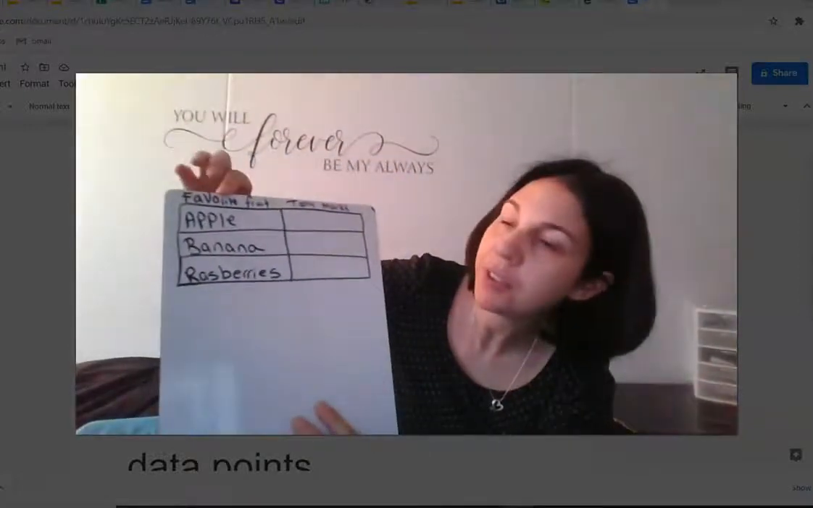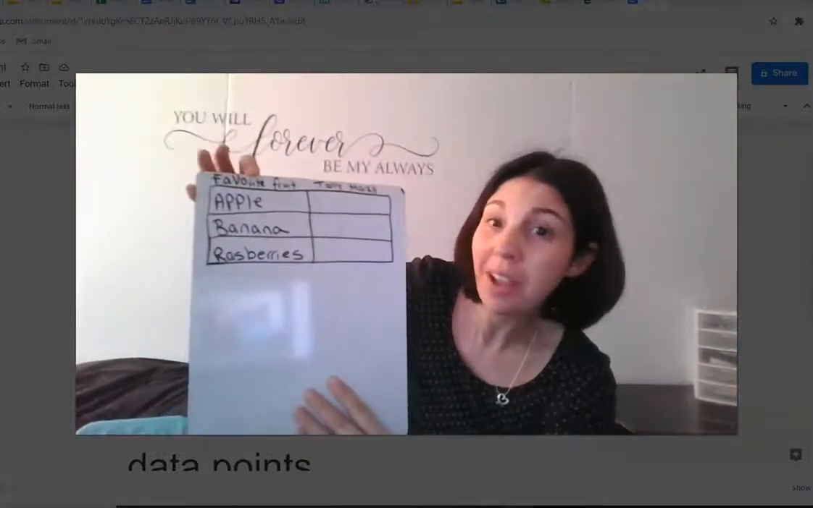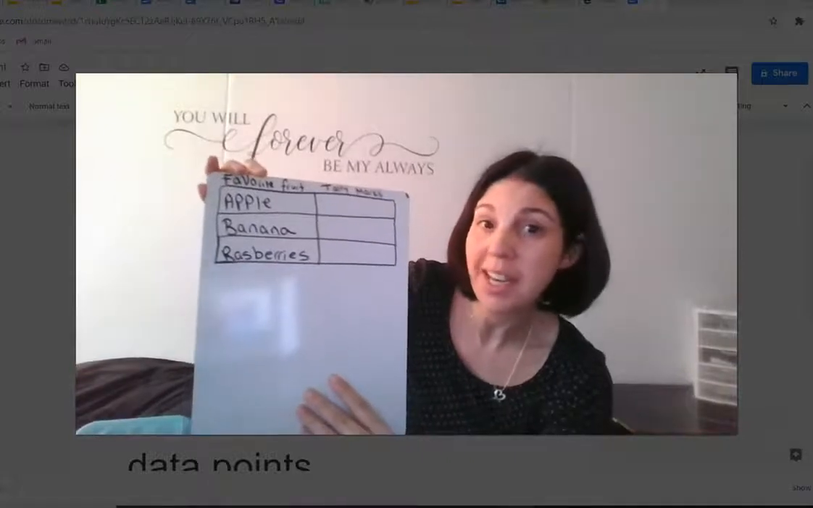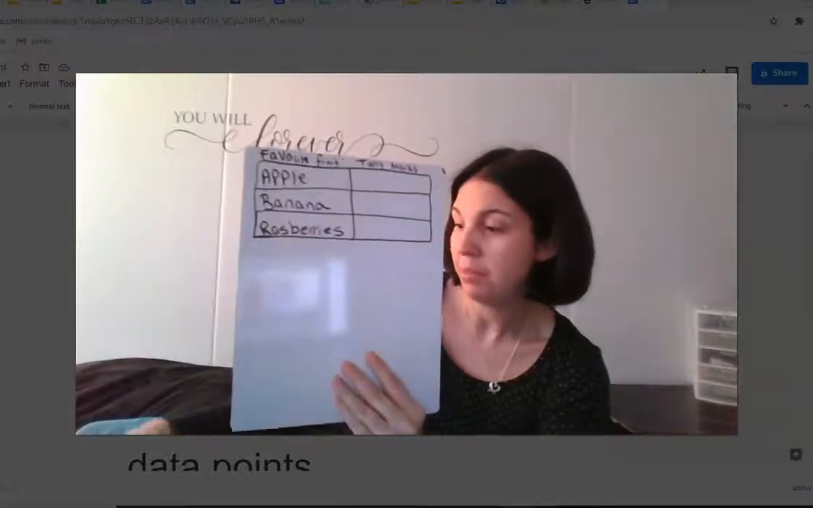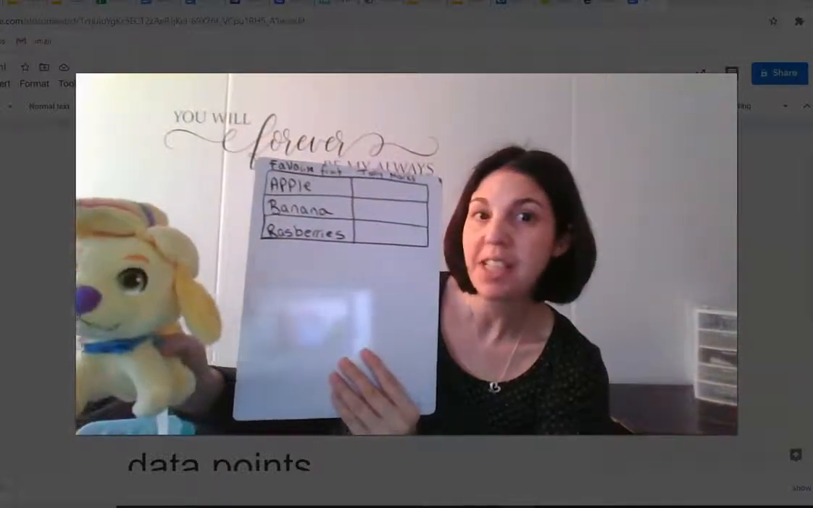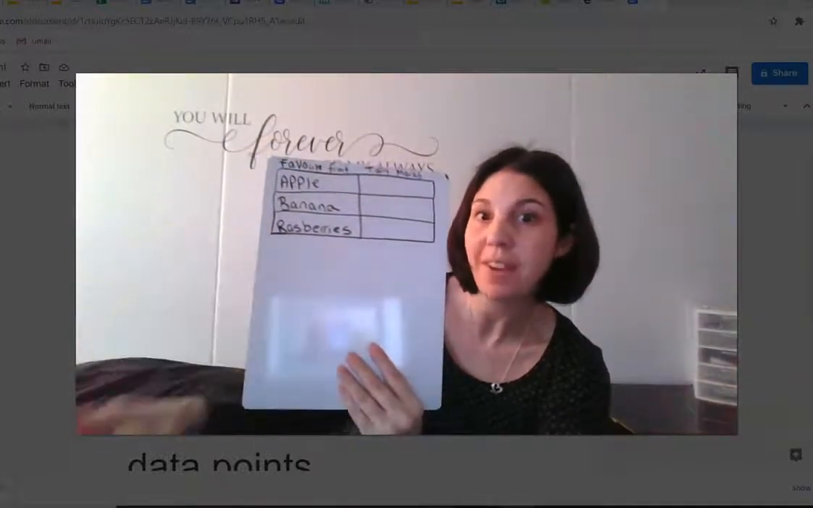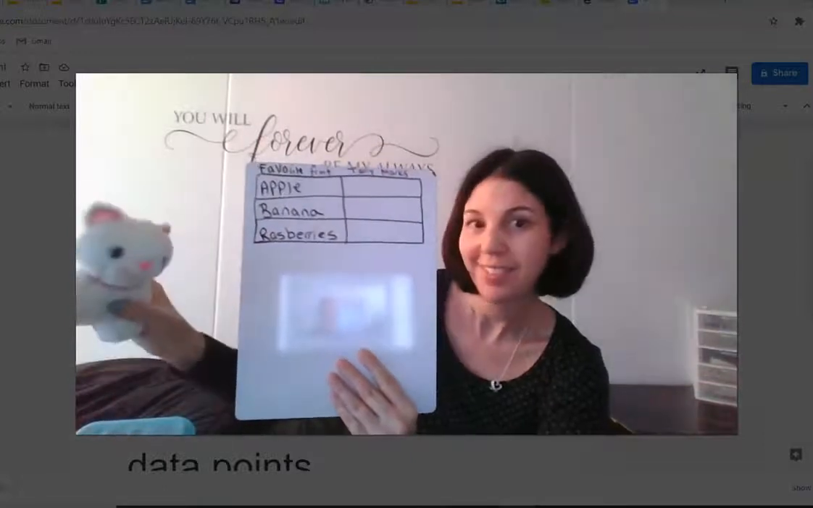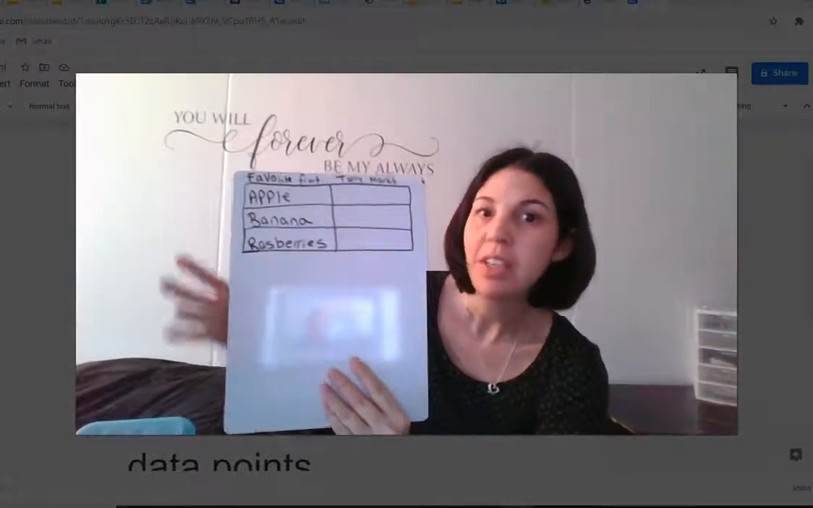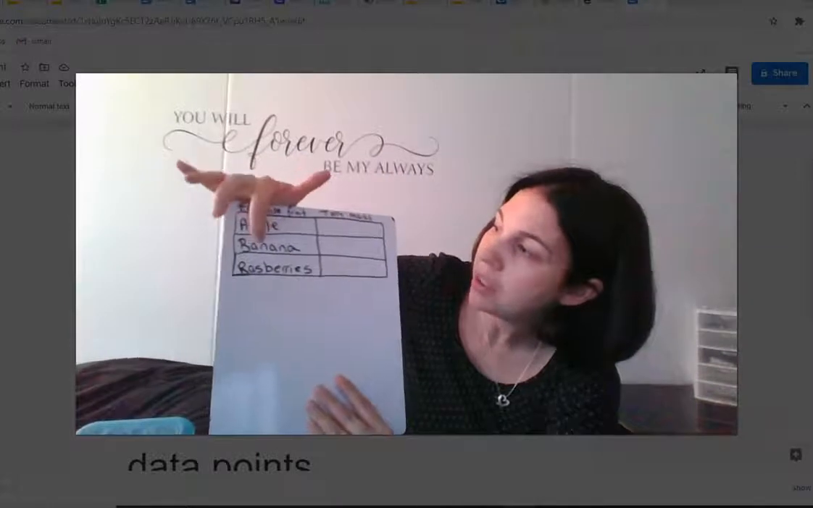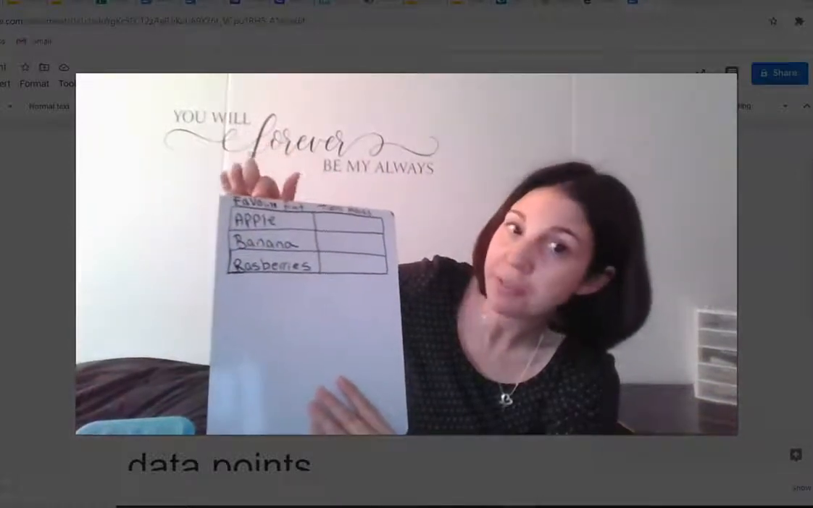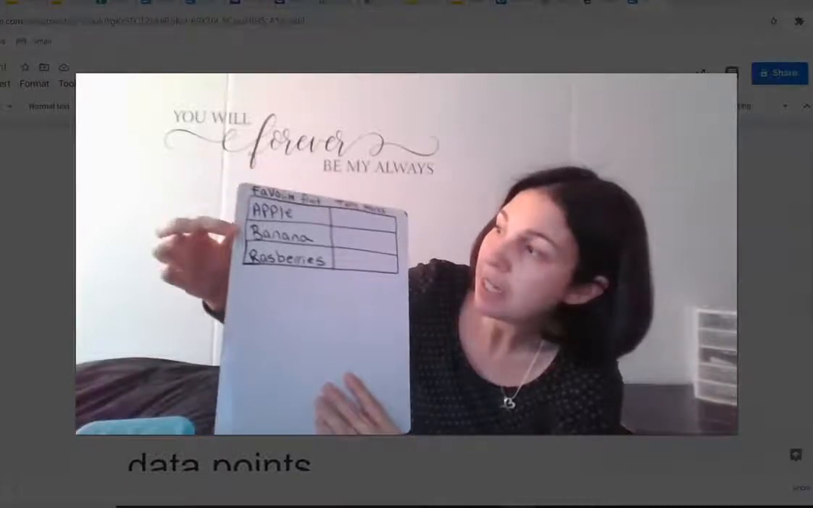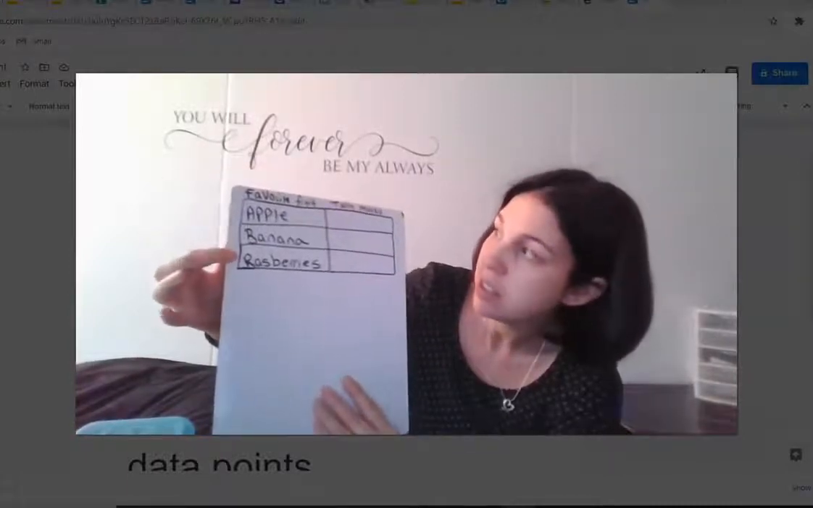We're going to be figuring out what the favorite fruit is, and since I don't have a class of students with me today, we are going to be using some of my friends. I have a whole bunch of different friends, and they're going to tell us what their favorite fruit is. Our choices are apple, banana, raspberry. So under favorite fruit, I wrote the 3 fruit choices.